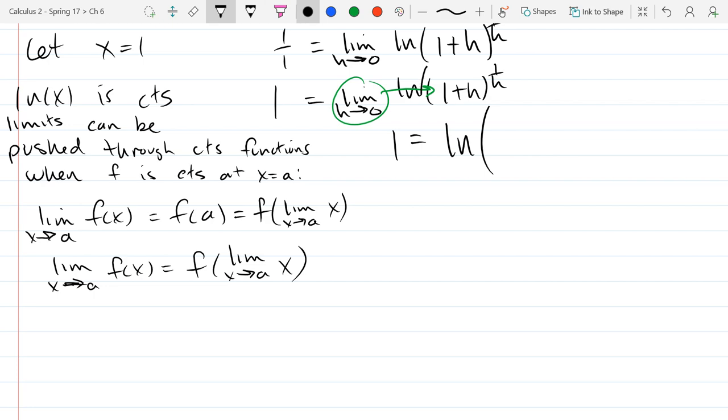And I should be a little more careful. That 1 over h power is inside the natural log. So it was a little ambiguous without the extra parentheses around there. The input for natural log is not 1 plus h, it's 1 plus h to the 1 over h power. So I just put the extra parentheses to be clear. And so the only thing that we're basically passing the limit through is the natural log function. So here we have the limit, h approaches 0.